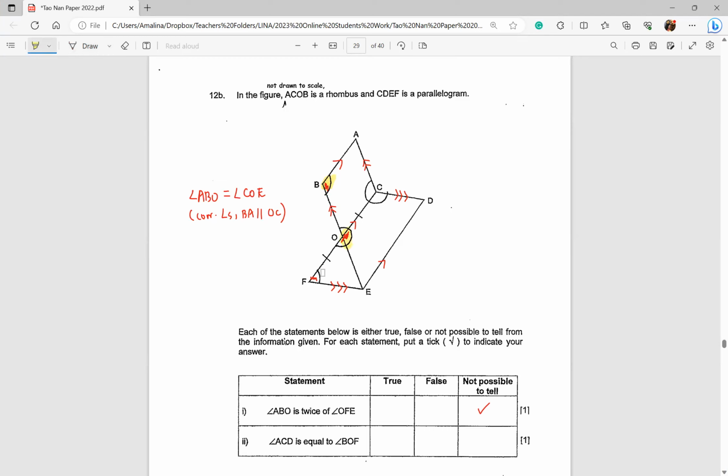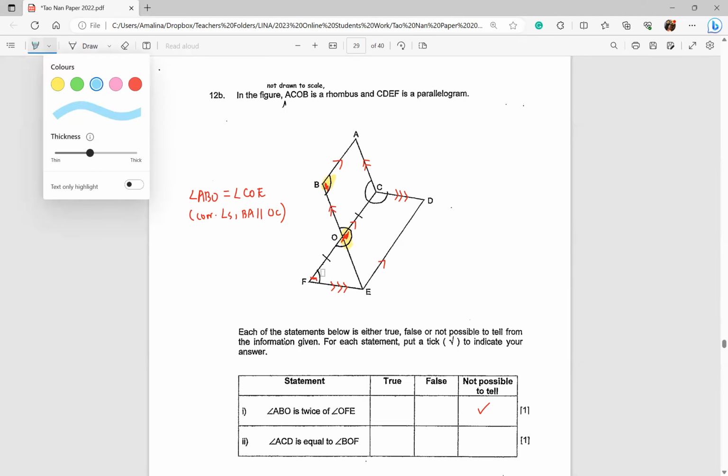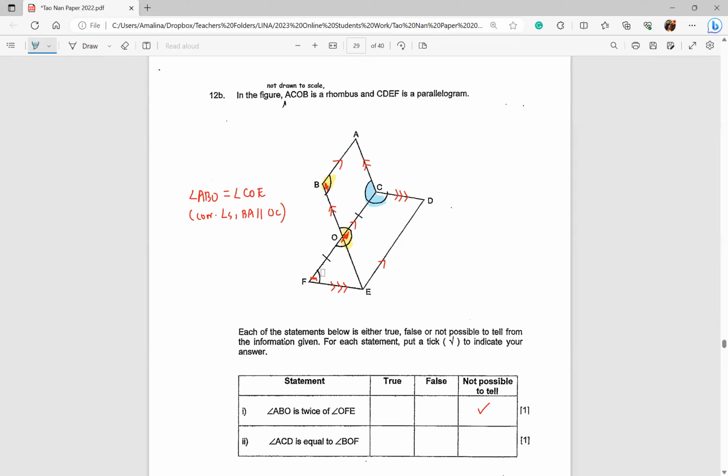Okay, same for your statement II, angle ACD. So this angle here, is it the same as angle BOF? Is it possible to tell whether these two angles are the same? Again, there's not enough information because I only know that my angle ABO is the same as angle ACO. These two angles and this angle, my angle COE, yes, they are the same, but it's not possible to tell that these two angles are equal. So again, it's also not possible to tell for the second one.